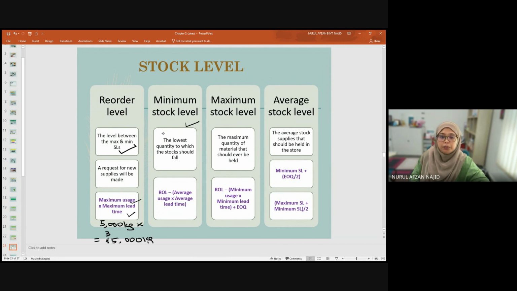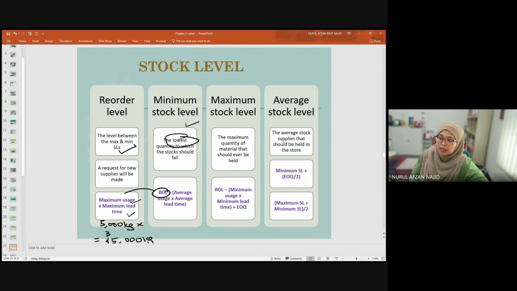Then we go to the minimum stock level. So minimum, nama pun minimum. Maksudnya paling kurang lah, lowest quantity yang you kena ada. Kalau kurang lagi maksudnya you tak plan betul-betul lah. Kalau kurang lagi maybe bila production minta dia akan tak ready untuk production. Okay, macam tu. So what is the formula?